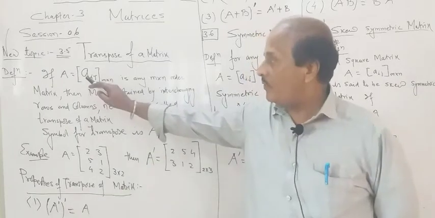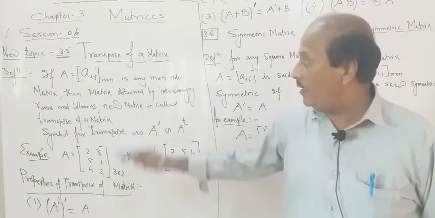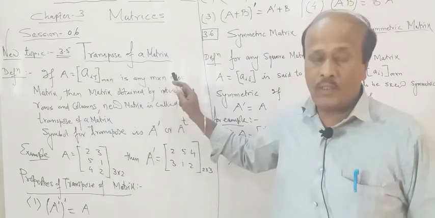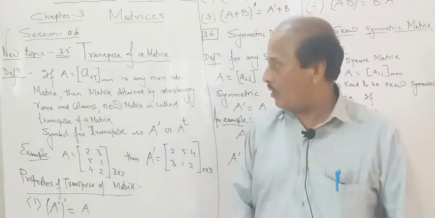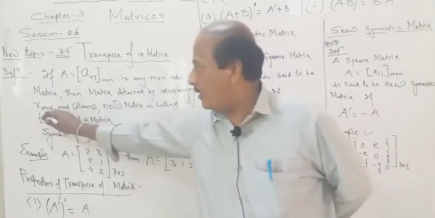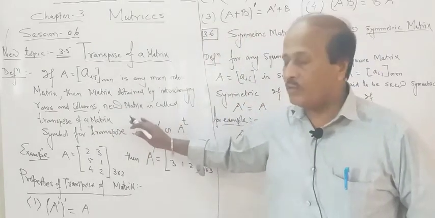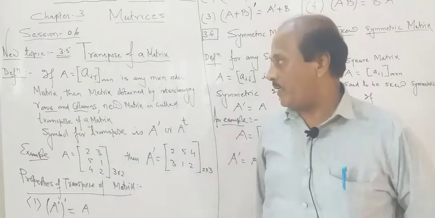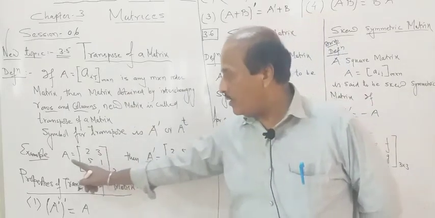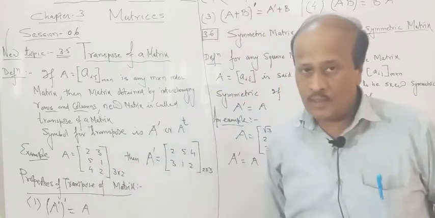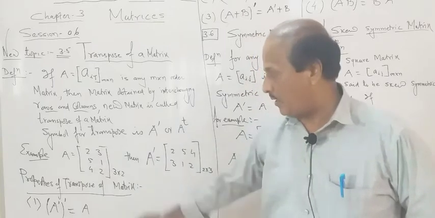If A is equal to [aij], whose order is m cross n, is any matrix of order m cross n, and if you are interchanging the rows and columns, the most important thing, then whatever new matrix you get is called the transpose of the matrix. One example is given below. If A is equal to, and see, there are 3 rows and 2 columns, 2, 3, 5, 1, 4, 2 are the elements of this matrix.